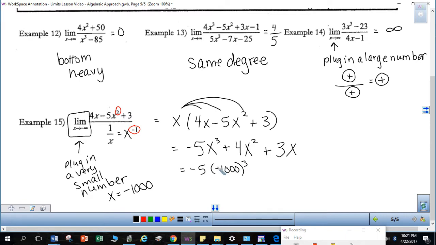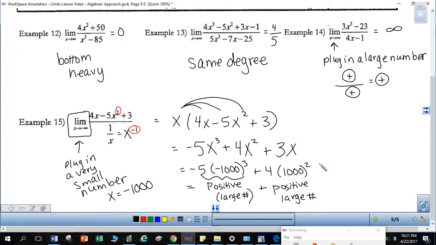So this is negative. It's going to be a very big number. Multiplied by negative 5, it's going to be positive, and it's going to be a very large number. Okay, added to 4 times 1,000 squared. 1,000 squared is a large number. Multiplied by 4, it's going to be another positive large number.